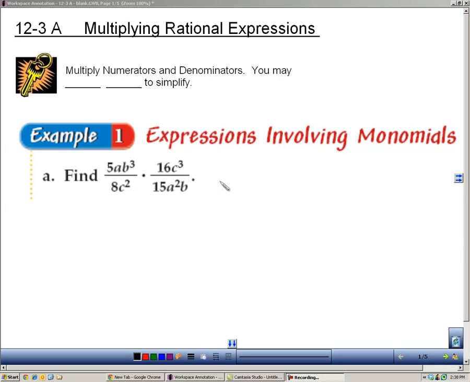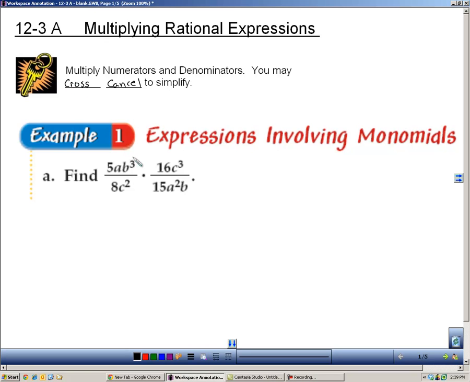Section 12.3a is about multiplying rational expressions. Rational expressions are expressions that involve variables and numbers, exponents, and we're going to learn to multiply those and what we should do. The key to this is when you multiply numerators and denominators, you may cross-cancel to simplify.